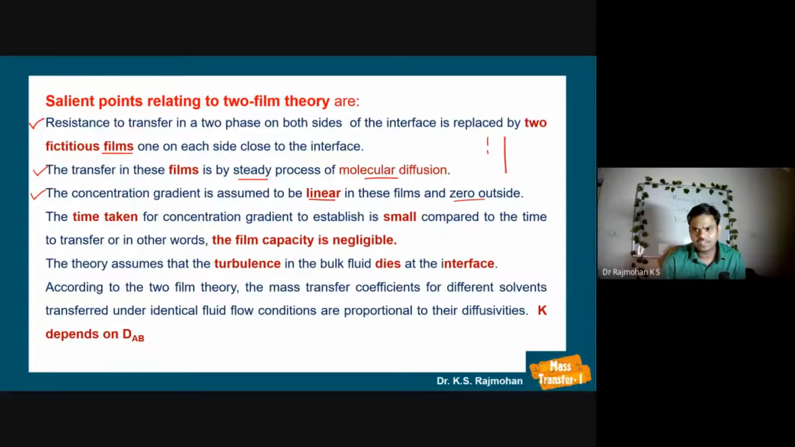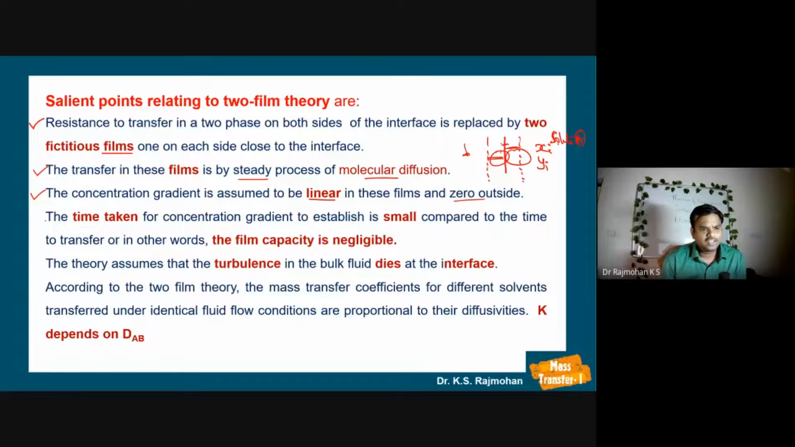We have the interface, the gas film and the liquid film. Whatever mass transfer resistance is there, it is only within these two films, gas film and liquid film, beyond which it is well mixed. That means the concentration gradient is 0. And we are saying that there exists an equilibrium between YI and XI. XI is the liquid phase concentration at the interface, and YI is the gas phase concentration of solute A at the interface. This is all for solute A only.